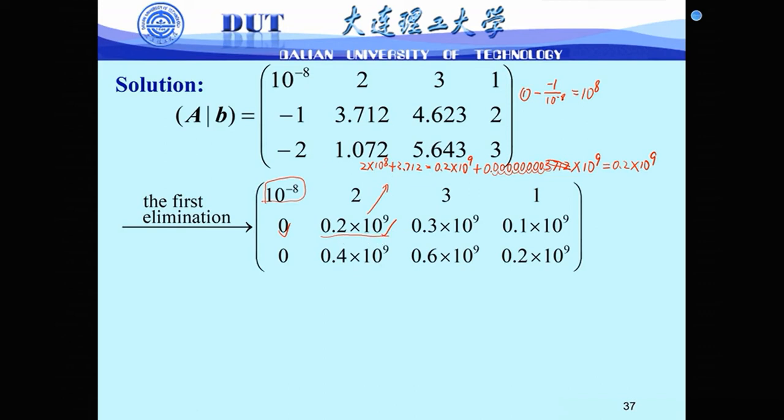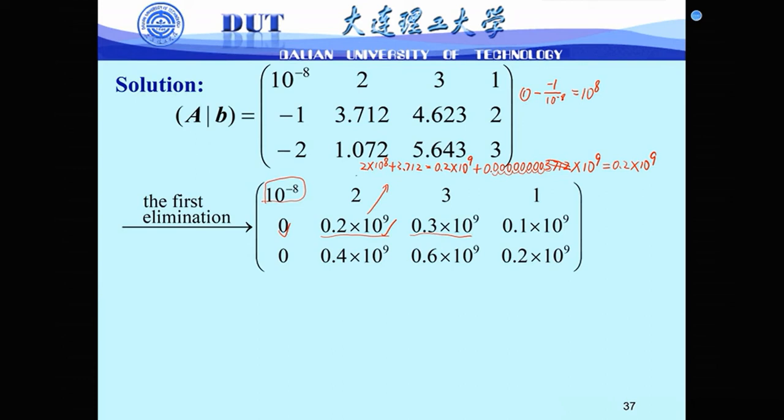Okay, so let's consider this number. If you understand this computation, then you can know why here is 0.3 multiply 10 to 9. Similarly, because we obtain this number by using the multiplier 10 to 8 to multiply 3 and add to this number. It's okay for you?